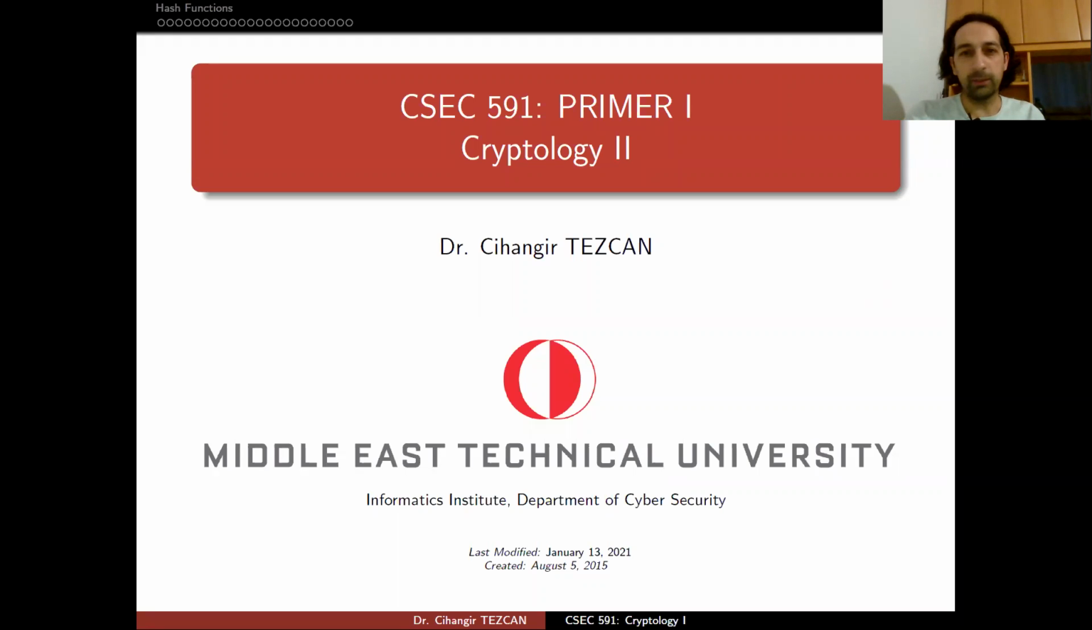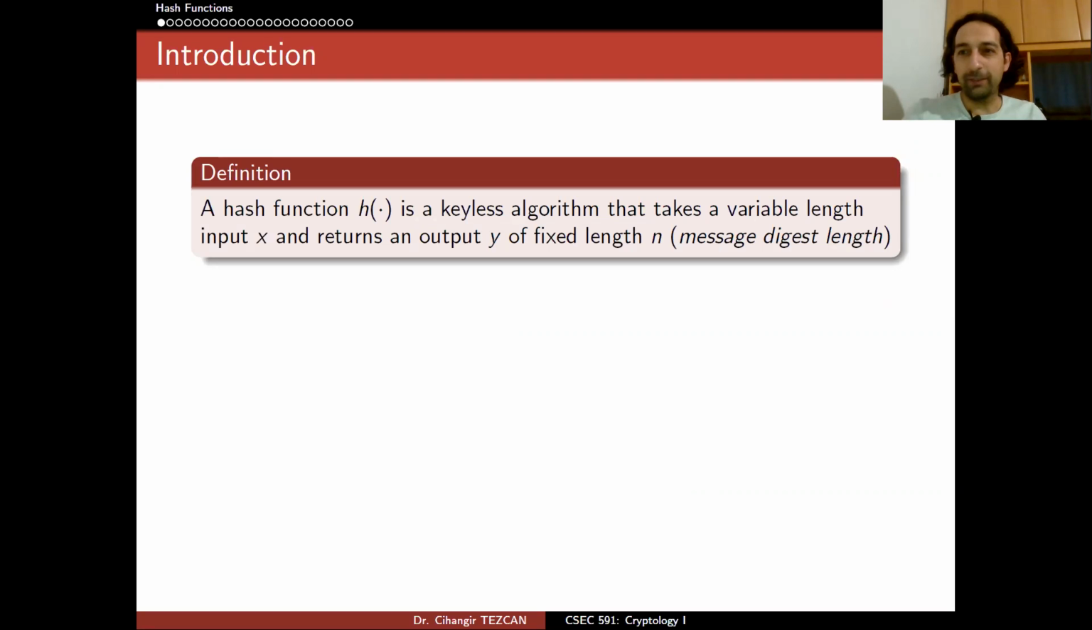So last time we talked about block ciphers, so today we are going to talk about hash functions. So let's start by giving a definition of a hash function. A hash function h is a keyless algorithm that takes a variable length input x and returns an output y of fixed length n, and we call this length the message digest length, and of course the output we call the message digest. So the idea is simple. You can have a variable length input, but the output is always fixed and it is a very small amount of data.